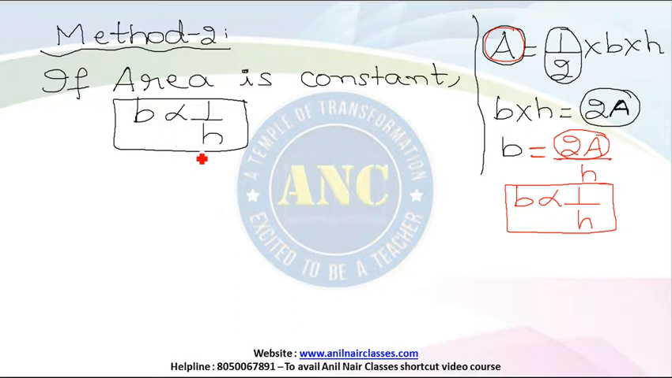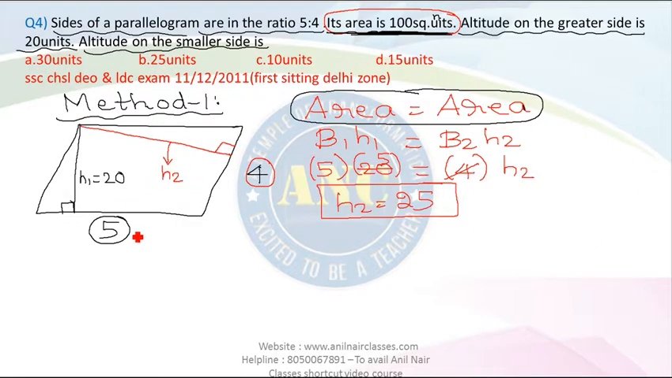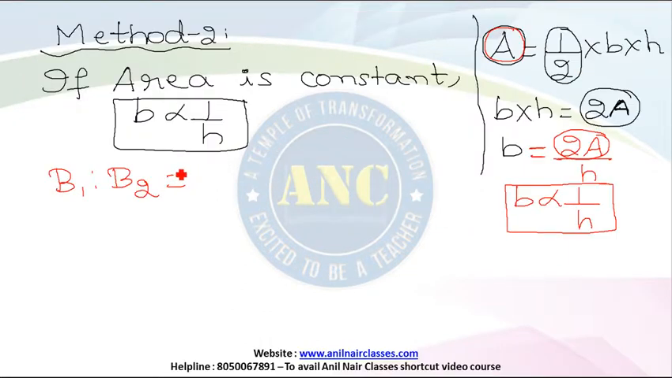Now, what is it that we are trying to get from this? Very simple, sir. The question says sides of a parallelogram are in the ratio 5:4. That means the two bases of the two triangles. Base of the first triangle is 5. Base of the second triangle is 4. Indirectly they are saying that bases are in the ratio 5:4 and base is inversely proportional to height. That means height will be in the ratio 4:5.